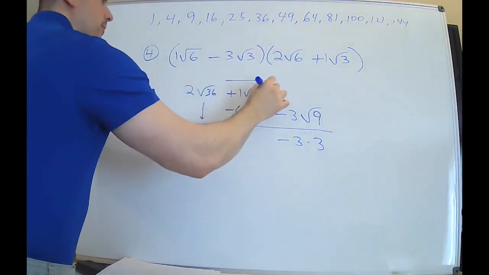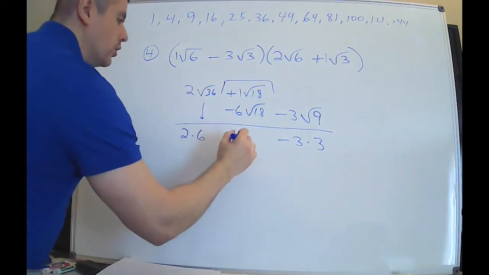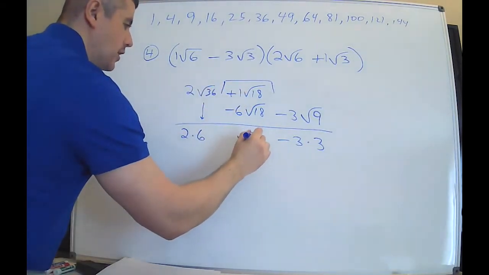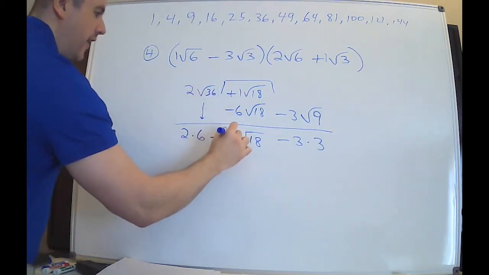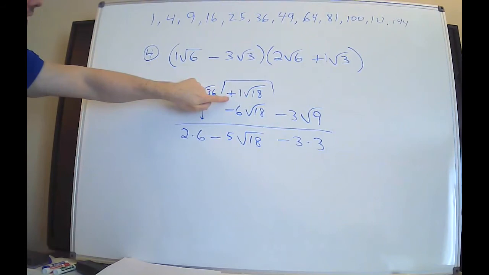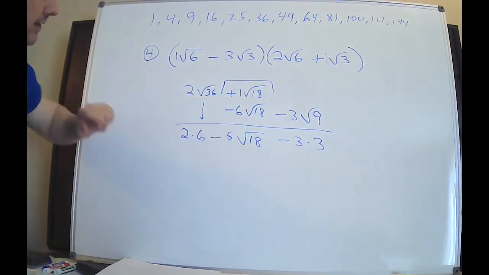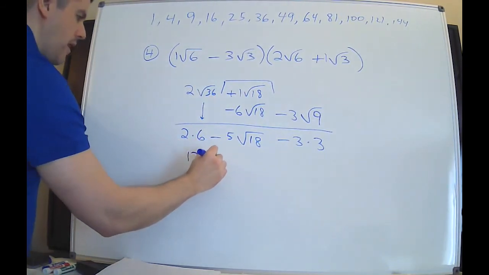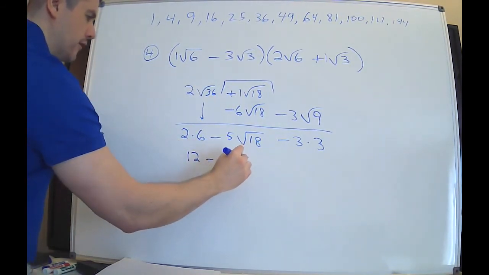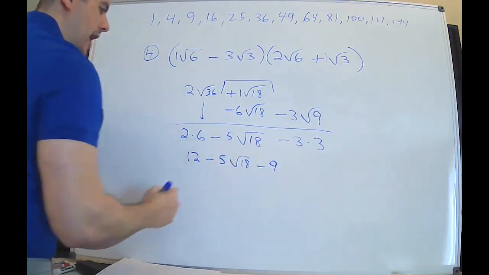Now the middles. Again, they have the same radical part. So you keep the radical part the same, and you add and subtract the numbers in front. -6 plus 1 is -5. I had a radical 18, and I lost 6 radical 18s, so I owe 5 radical 18s. 2 times 6 is 12. -5 radical 18 goes along for the ride. You got to leave it alone. 3 times 3 is 9, and you're subtracting it.